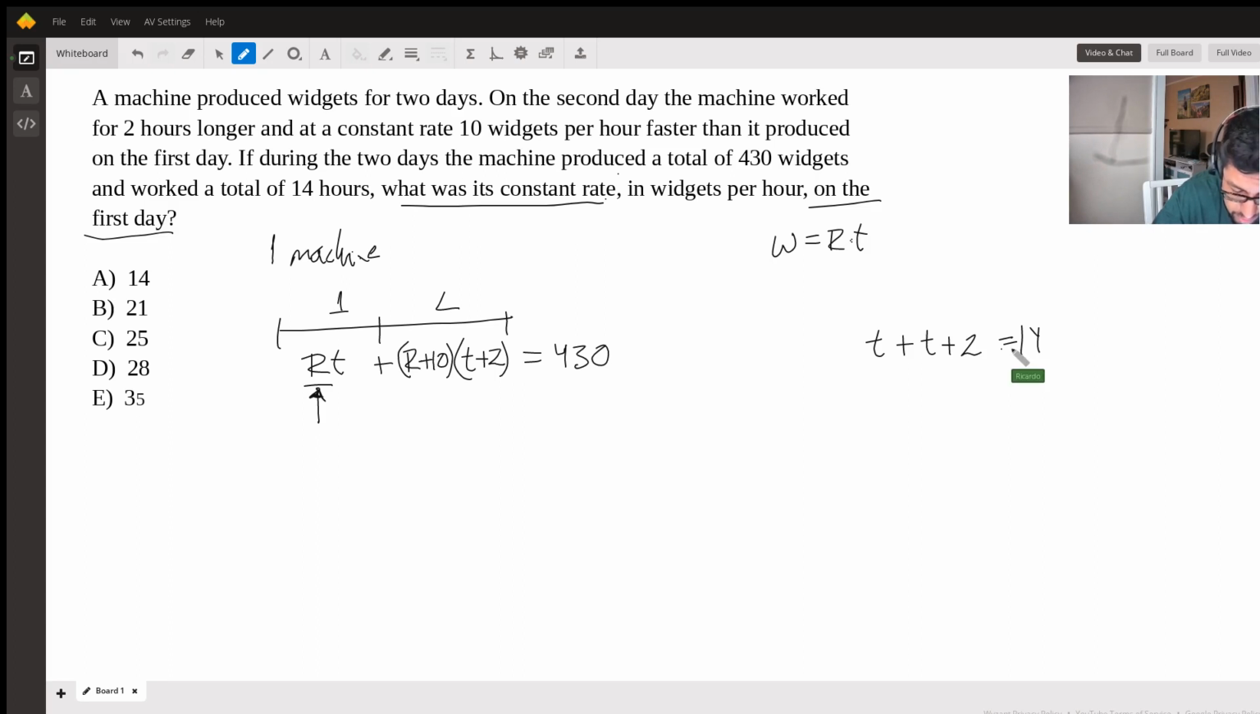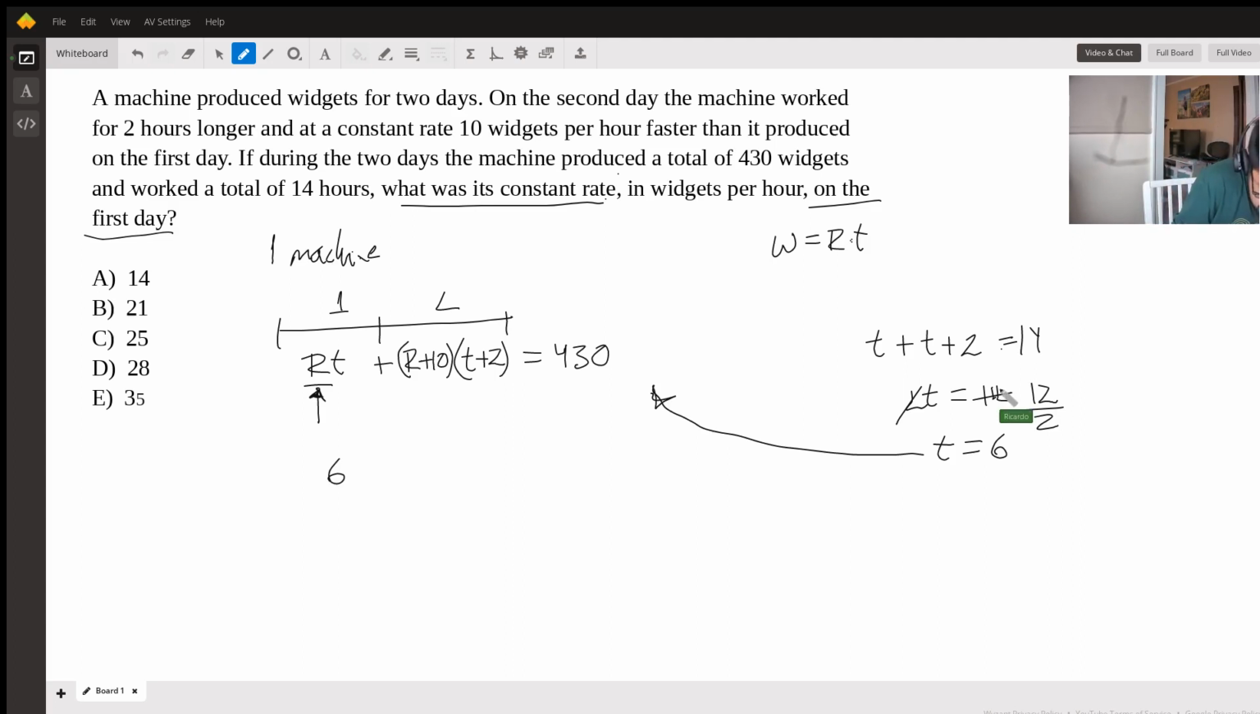So we combine like terms, 2T, we subtract 2 from both sides, and we end up with 12. And then we have 2T equals 12, we divide by 2, and we're able to find what T is, which is 6. Okay, and then we're going to go ahead and, like I said earlier, substitute into the original equation.